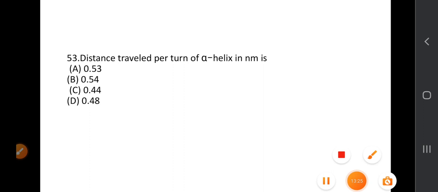How many nanometers? See, I could have added music to these questions or a timer, but that's not what happens in the exam. Exam mein aisa nahin hota hai, right? So I preferred not to add music. But yes, distance traveled per turn of alpha helix in nanometers. You can read the options and find it for yourself, whichever option you think is suitable, you can write it in your notebook.